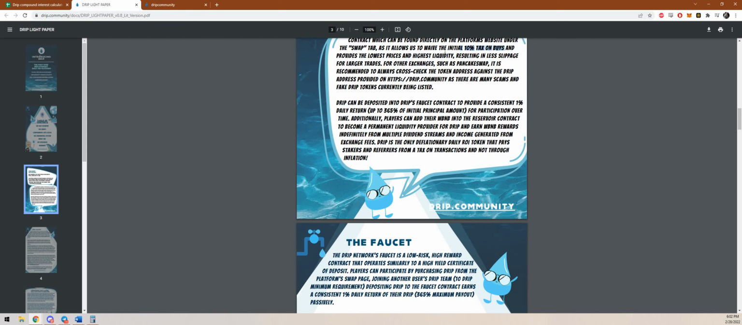And there is far more liquidity, so less slippage, and there's always Drip readily available for you on that swap. And it goes on to mention that Drip can be deposited into the faucet contract, and it will provide a consistent 1% daily return, up to 365% of initial principal amount. And additionally, there's another BNB, a WBNB reservoir contract that I'll come to in another video.